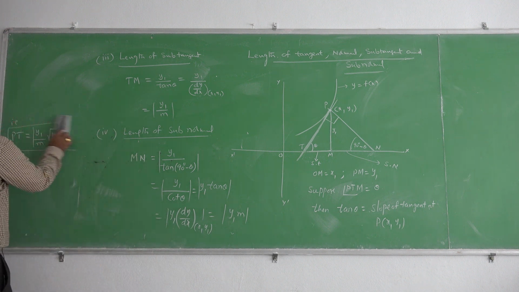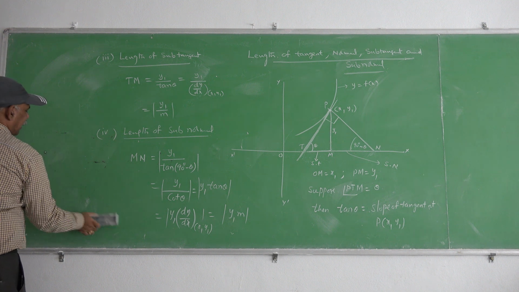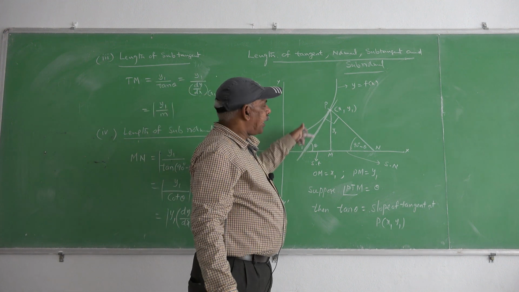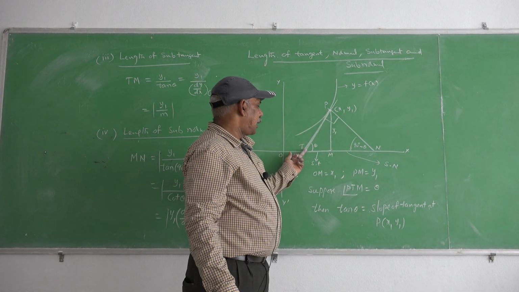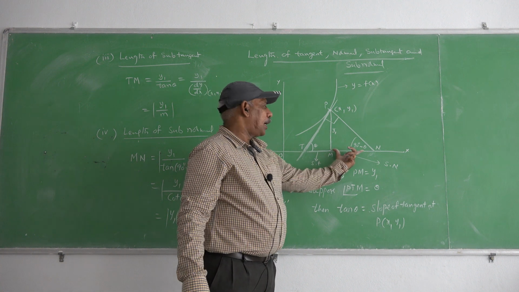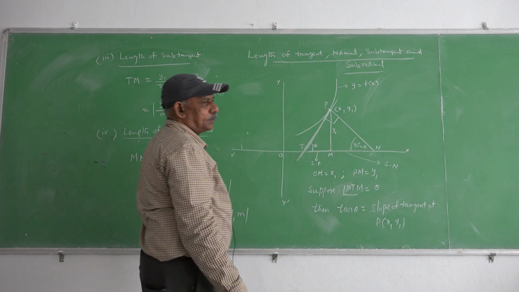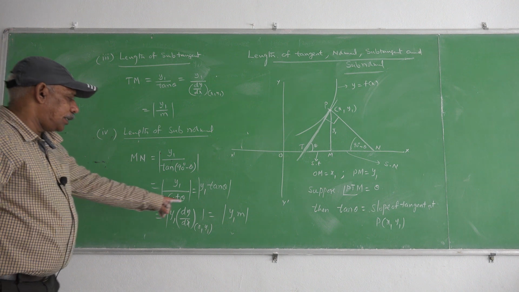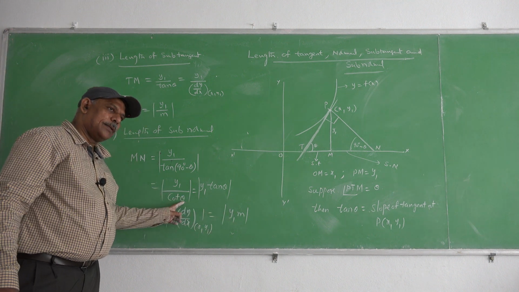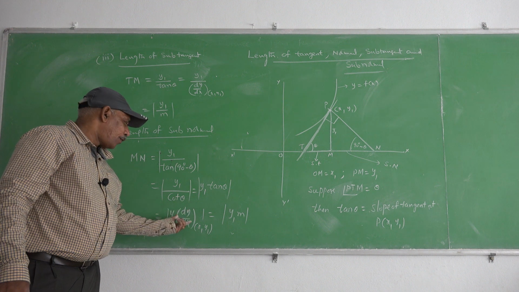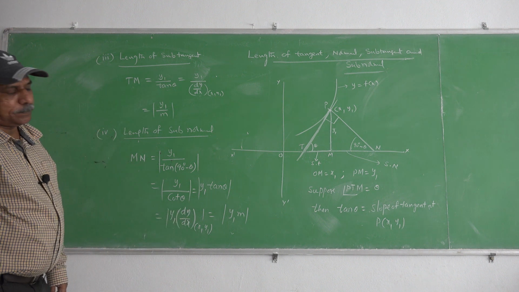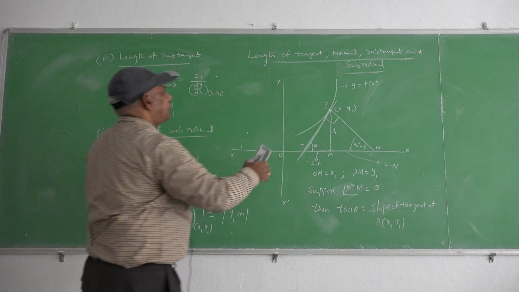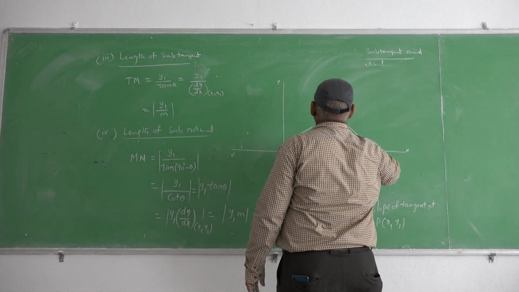So these are the four formulas which are very important to get the length of tangent, that is PT, and the length of normal, that is PN. The length of the subtangent is TM. The length of the subnormal is MN. So these lengths can be obtained with the help of the derivative. Here m stands for the slope of the tangent, which is obtained by the first derivative of the function at x1 y1. This is a very important concept.